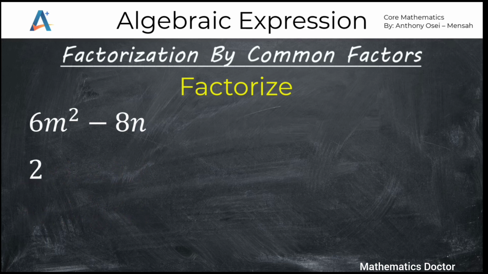So 2 will come out. Open and close the bracket. Now 2 into 6m squared, which is to say 6m squared divided by 2.